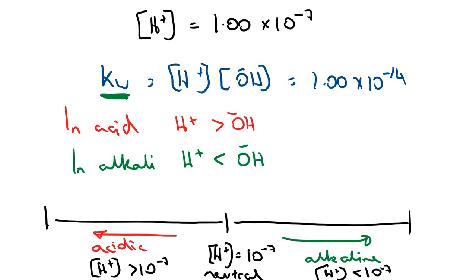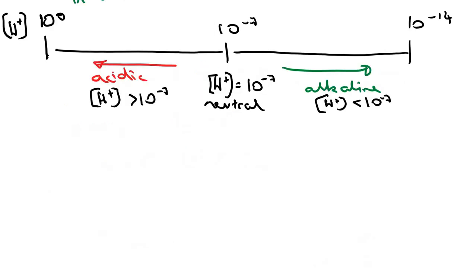So just to put a scale on that, this is our H plus concentration, and here we have 1, here we have 10 to the minus 14, and here we have 10 to the minus 7. I'm just going to recall that 10 to the 0 is just 1. So that's a scale that shows the hydrogen ion concentration.